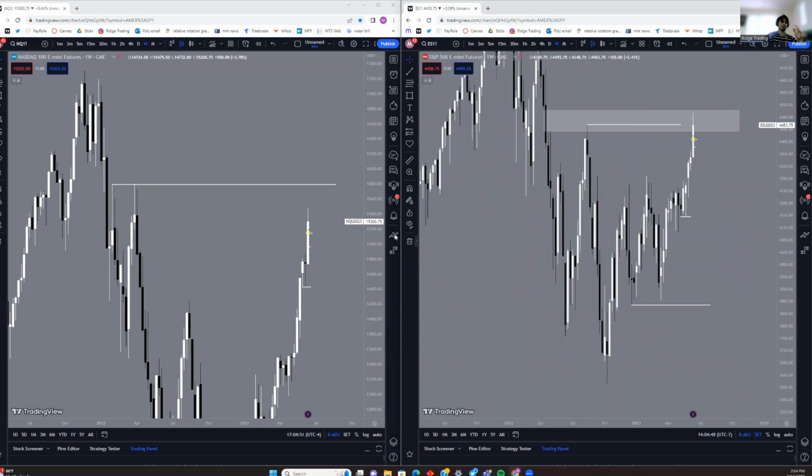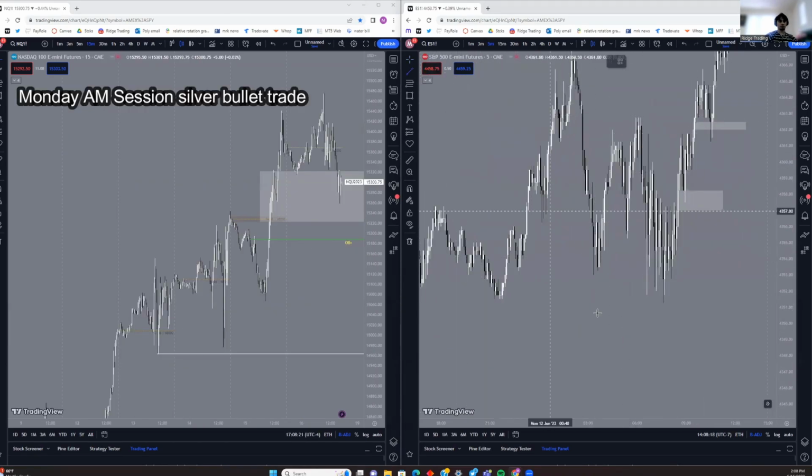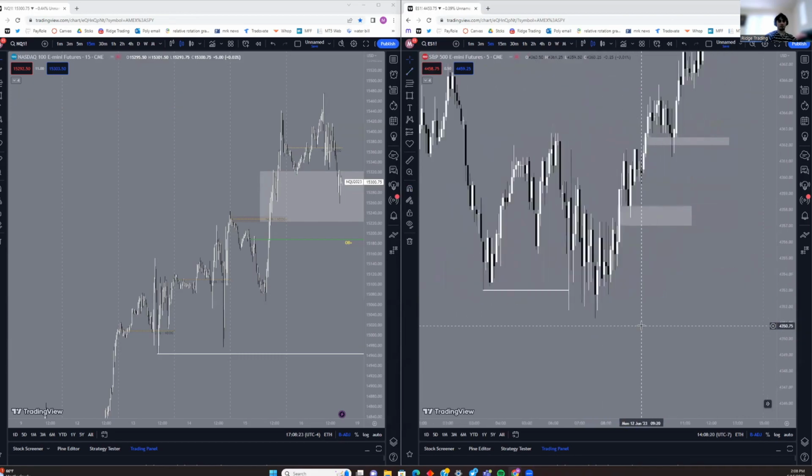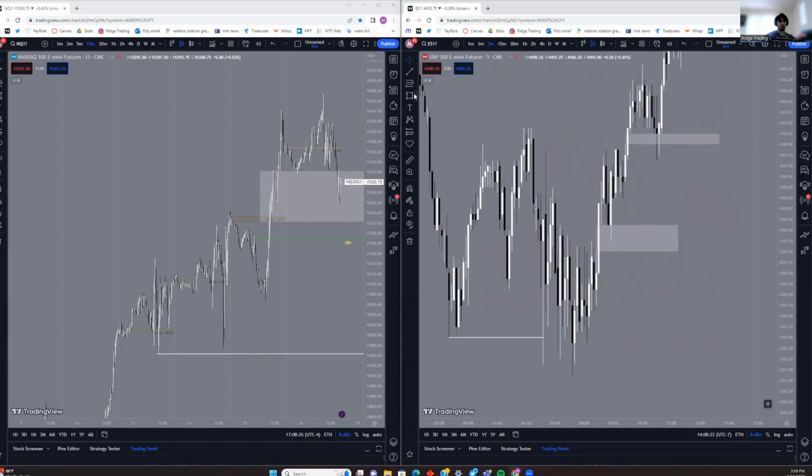These are all valid entries, right? We have internal liquidity gets swept here. And then after that, we have this market structure shift to the upside, right?